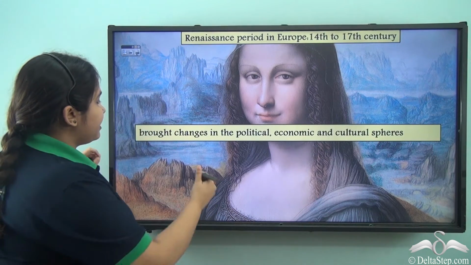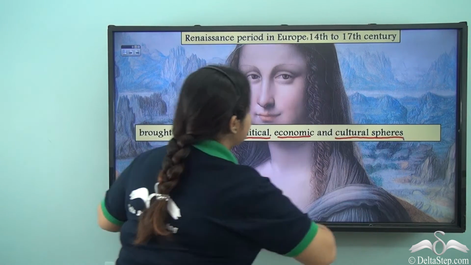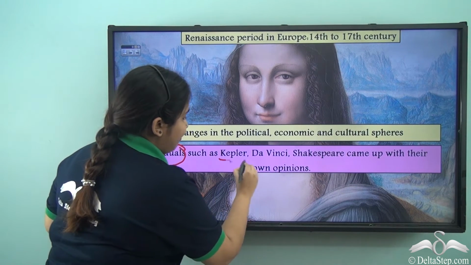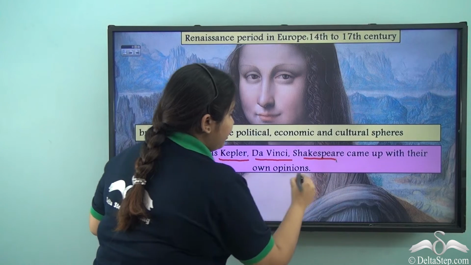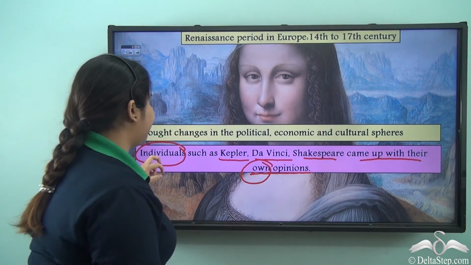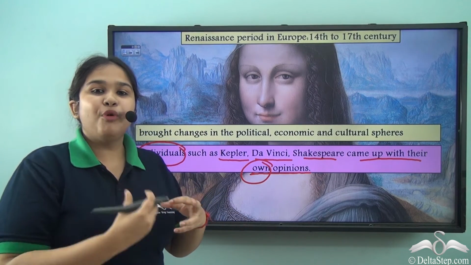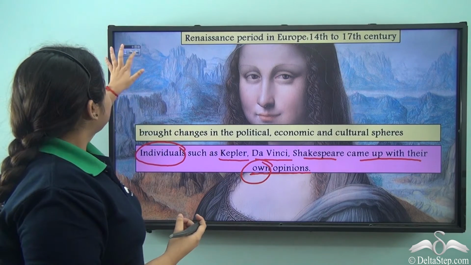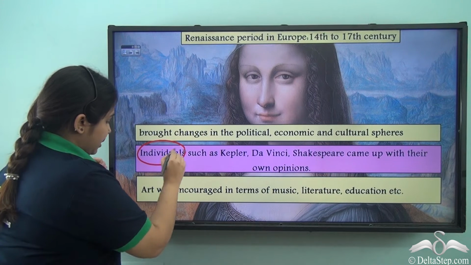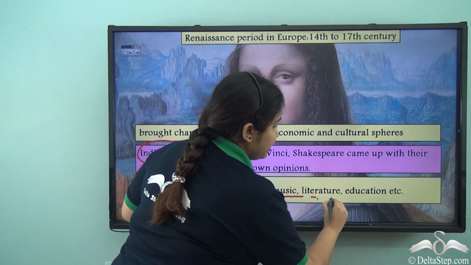So the Renaissance period therefore saw changes in political, economic and cultural spheres. Individuals like we see Kepler, we see Da Vinci, Shakespeare, they came up with their own opinions. So here we see therefore the rise of individualism, that humans are more and more becoming the core, right? And because of this individualistic approach, we see the growth of art that was being encouraged in terms of music, literature, education.